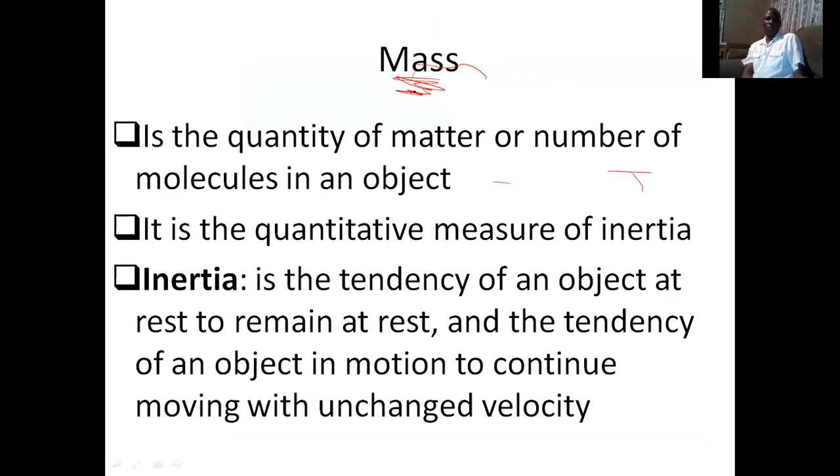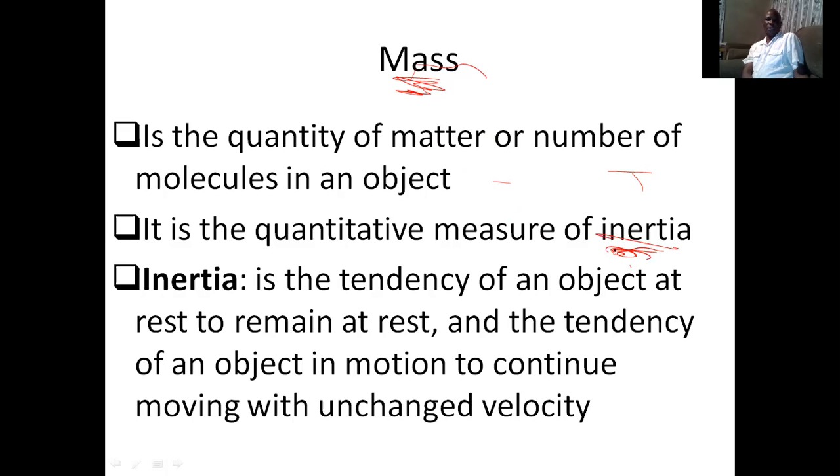Mass is the quantity of matter or the number of molecules in an object. So when we are talking of mass, we are looking at the quantity of matter contained in that body, and in terms of molecules, the number of molecules contained in that object. And so it is a measure of inertia.